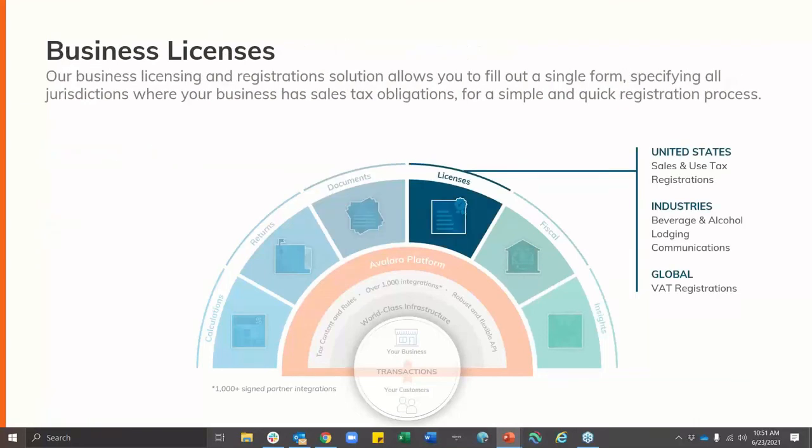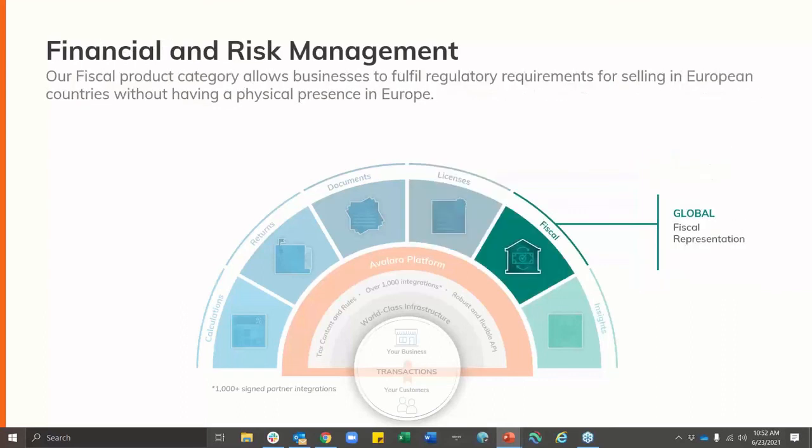And then just for the three on the right, I would say business license is probably the most relevant to all of our customer base. It's a really critical first piece in becoming compliant. With our business licenses and registration service, it allows you to fill out a single form specifying all the jurisdictions where your business has sales tax obligations. And then it's a really simple and quick registration process. It's a great service. And in fact, some of our accounting firms utilize this as well with their client base.